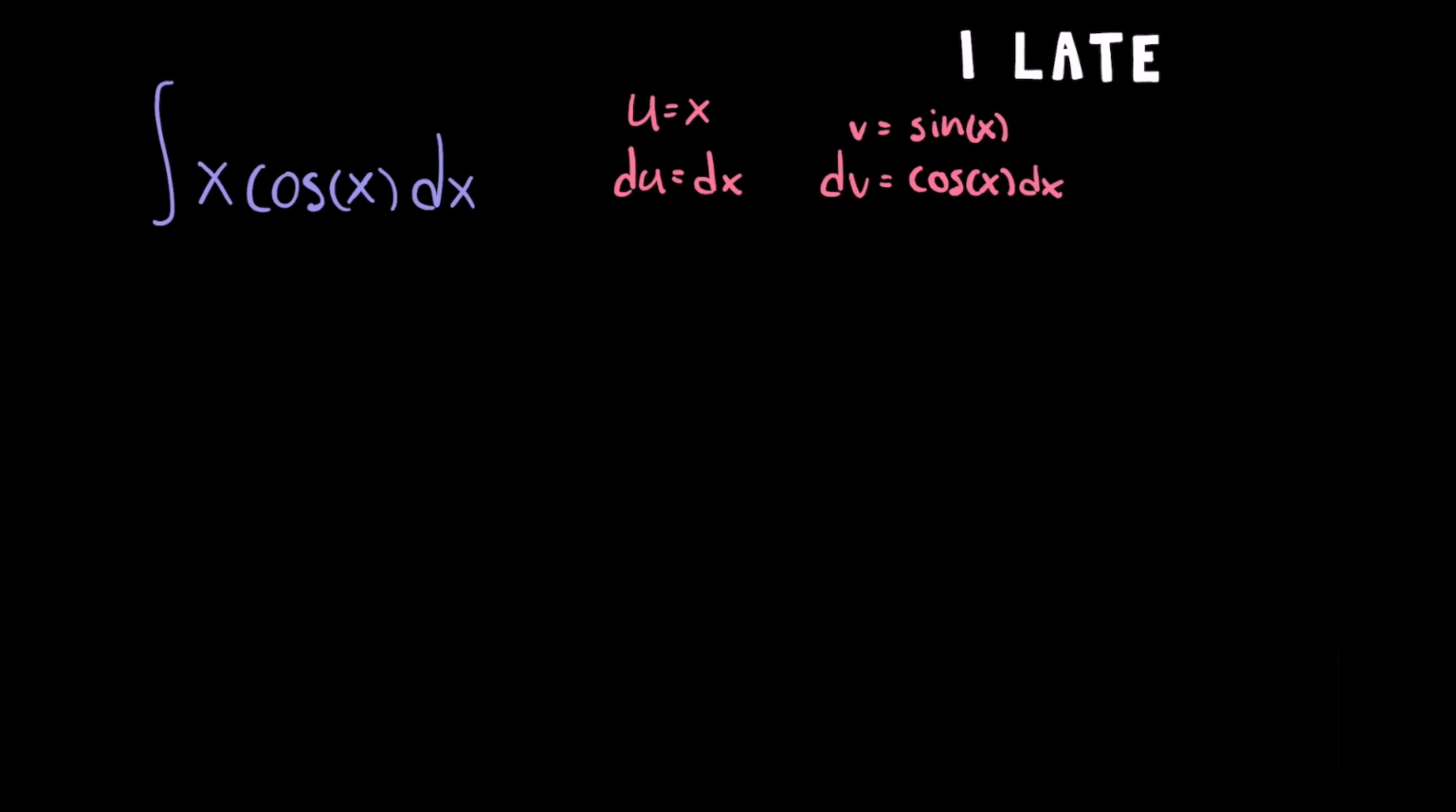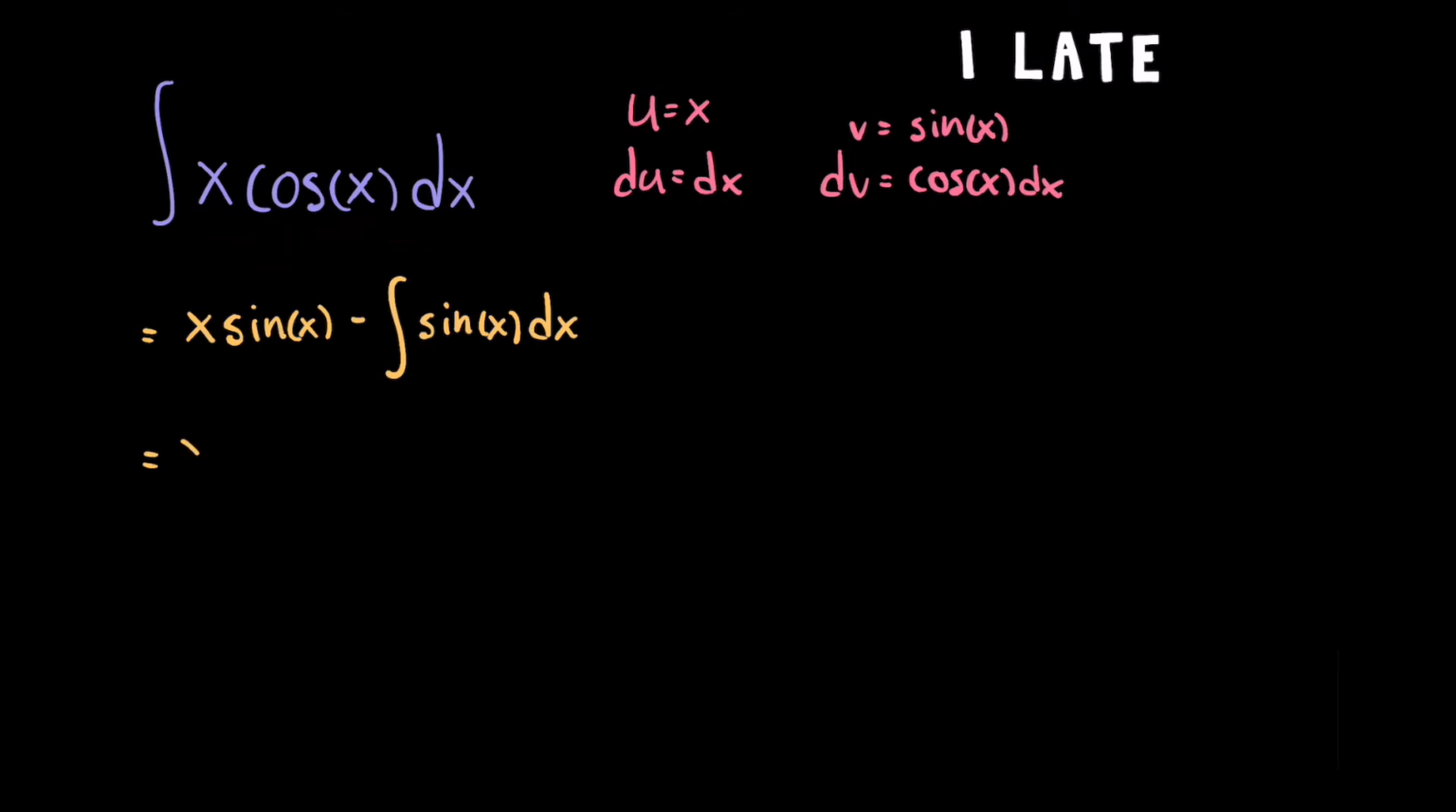Okay, perfect. We have the information we need. Let's start solving this. By the integration by parts rule, this integral is equal to u times v, or x times sine x, and then minus the integral of v, so sine x, times du, which in this case is just dx. So this is great. We have a much easier integral to solve in sine x than we did with x times cosine x.